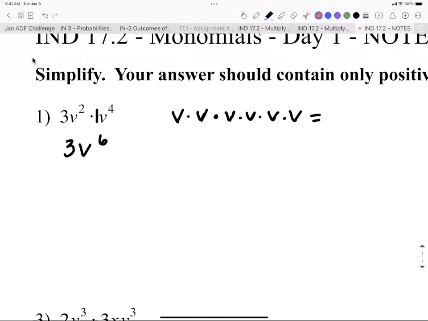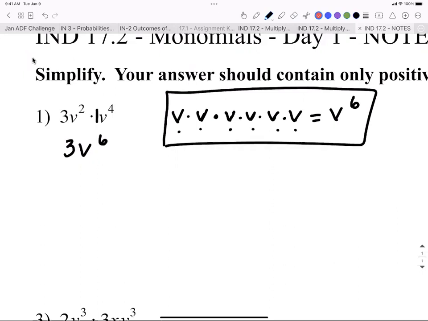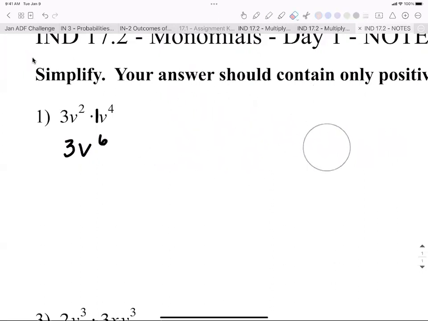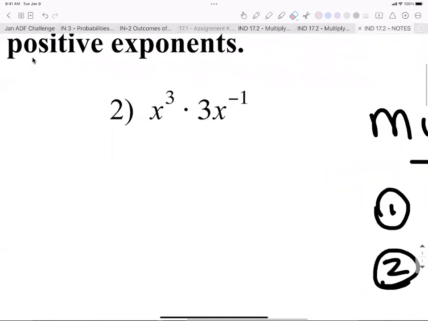Anything multiplied by itself can be represented in exponential form. And how many do you have? 1, 2, 3, 4, 5, 6. And that's how we get that v to the 6. Now, this is the long expanded version of the why. That's not something that you need to do on each one of your problems, okay? It's just the why, v to the 2nd times v to the 4th, why you add those two numbers together, okay?